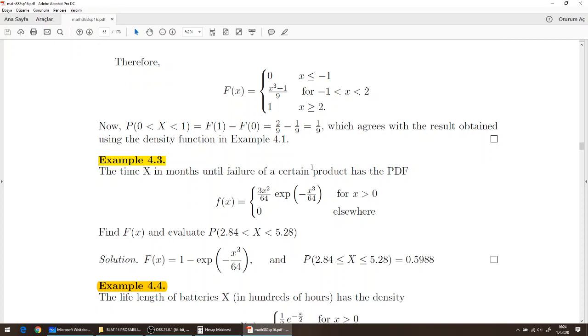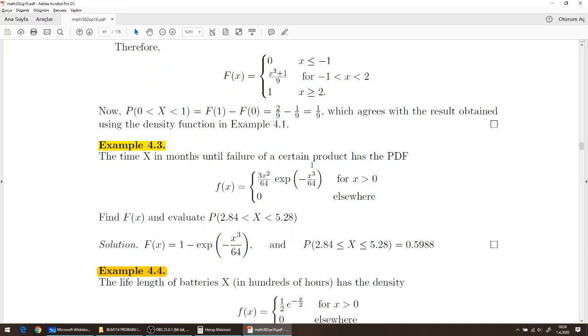The time x in months until failure of a certain product has the PDF below. It starts from 0 because it is time domain, x in months. It cannot take a negative value, so it starts from 0. Find uppercase F of x and evaluate the probability between these values of x.